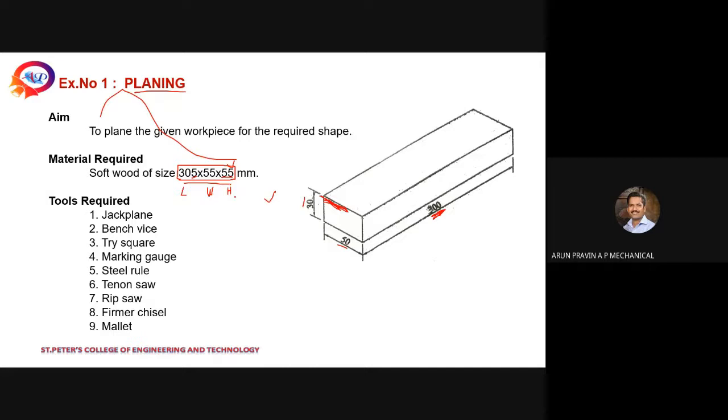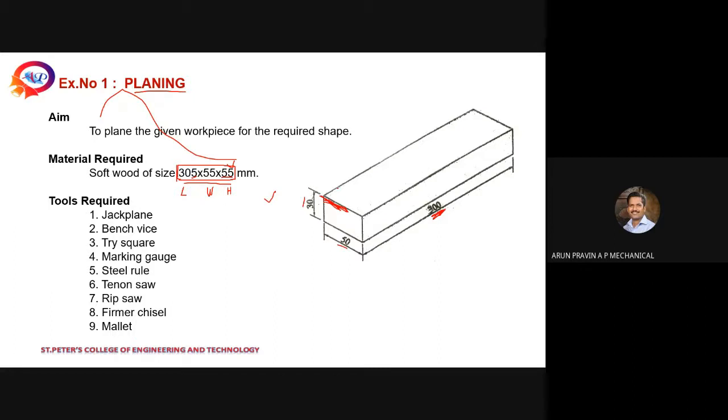As per sir said, in this 305, 55, 55 and all that, what are the work pieces I got? The raw material will be there, that raw material work piece size. So from this, whatever size you are getting, that size you want to reduce to like this. This is the first experiment, the planning experiment. Very easy only, nothing to worry about.